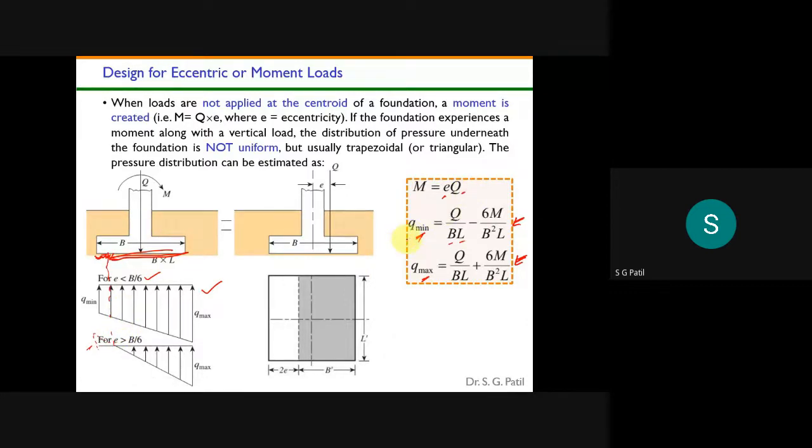So first, that check I should do: whether my eccentricity is less than b by 6 or greater than b by 6. Then you calculate your maximum stress and minimum stress, and make sure that your stresses will be positive. There should not be any negative stresses. If negative stress comes into the picture, then you have to change the dimension of the footing. Either you increase the breadth, or you increase the length, or you increase both breadth and length as well.